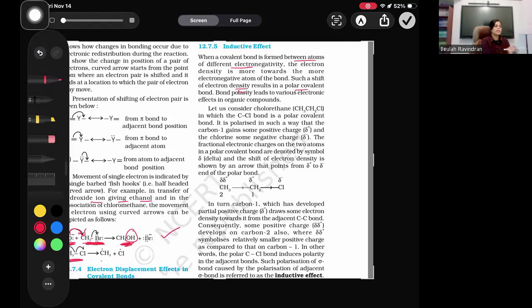We saw carbocation and carbanion, right? That also I've explained. So go through this again and again, then it is easy for you to understand. So polarity exists. Take chloroethane, in which the C to Cl bond is a polar covalent bond, because chlorine is more electronegative when compared to carbon. Very important point. Okay. So that is a polar bond.